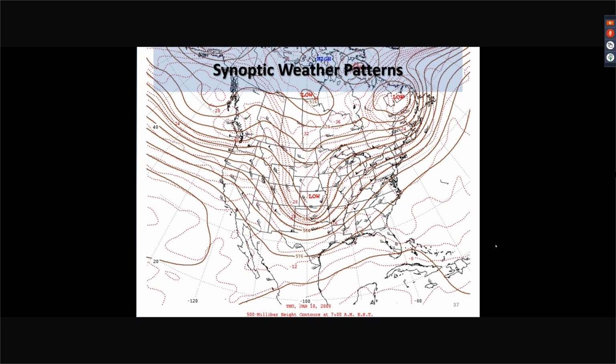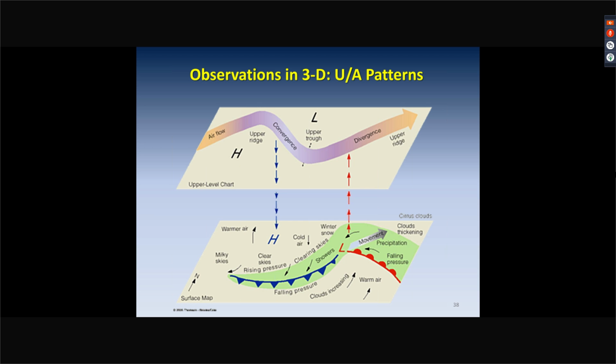So when we look at these maps, we're looking at the shapes and the positions of the troughs and the ridges, right? The trough is associated with a low pressure system, and a ridge is associated with a high pressure system. This is important because those upper level troughs and ridges are responsible for creating weather at the surface.